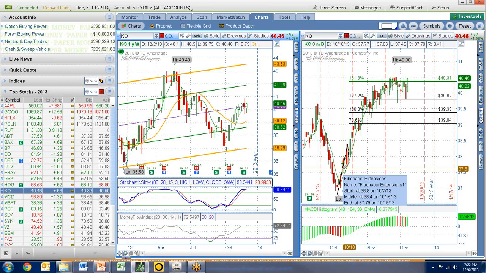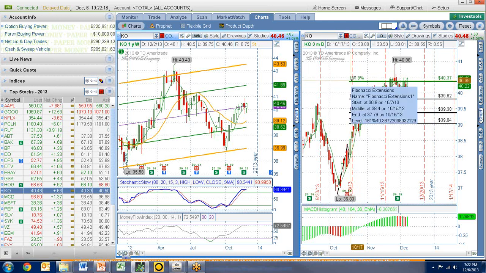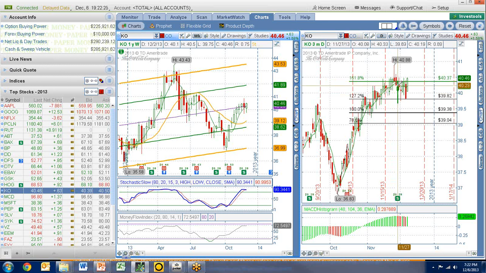Now, to exit a trade, I use the Fibonacci's. And you'll notice that this Fibonacci of 161.8 is an extreme overbought Fibonacci. So we have taken a huge run here, and it's time to jump out of Coca-Cola. We jumped out of this trade with about a 75% profit, and we got in sometime around early October and got out sometime in late November, almost 2 months for that kind of profit.